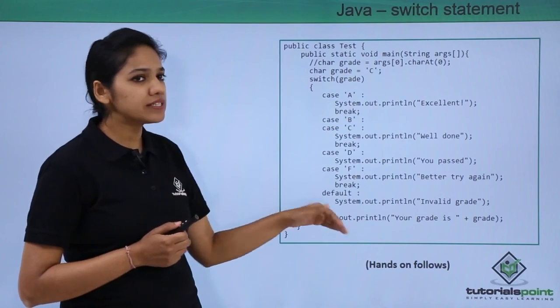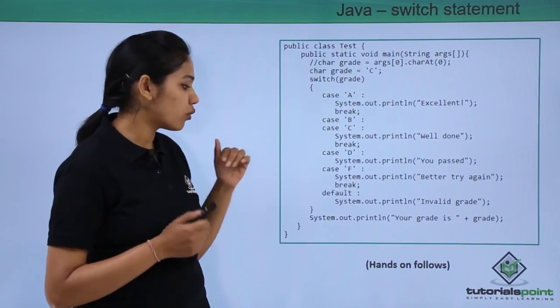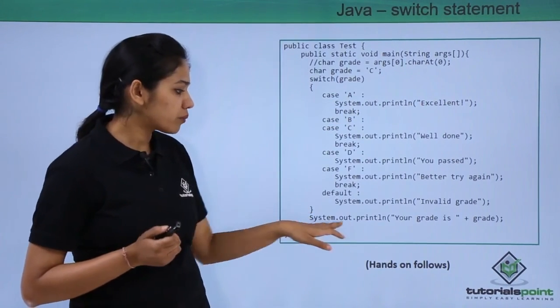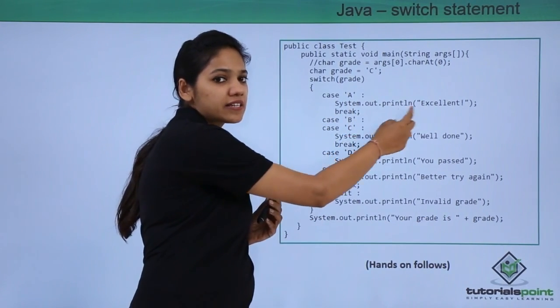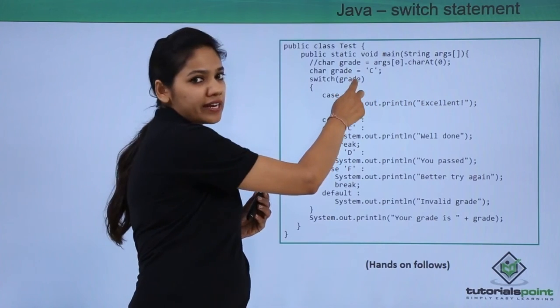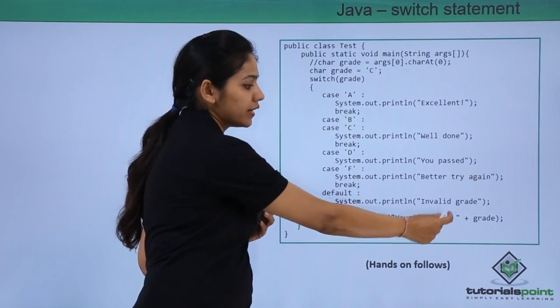And if none of these conditions are satisfied, that is, neither case matches, you can use default, and you can print outside anything, such as your grade is this so and so. So you say case A, no. Case C, yes, it is satisfied. The value of grade is C. Therefore, your grade is C.